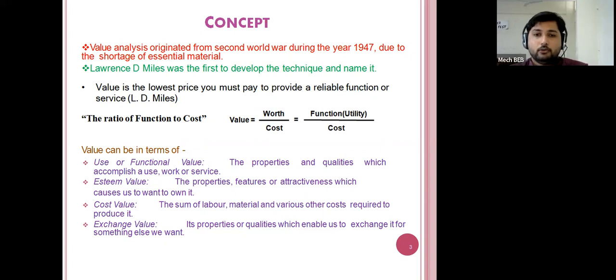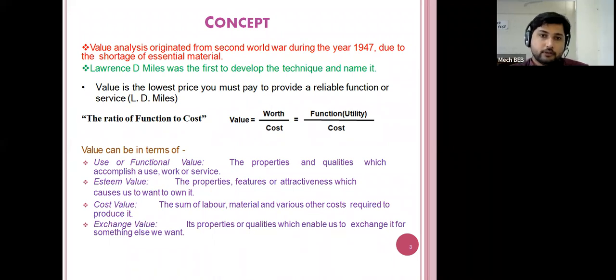So I want to interpret over here that this value concept is not a constant one. The person who has a value for a particular product will not have the same value for another person for that particular product. So it is a relative thing. And it is not only the cost of that particular product, it is the functionality of that particular product. It is associated with the functionality of that particular product.